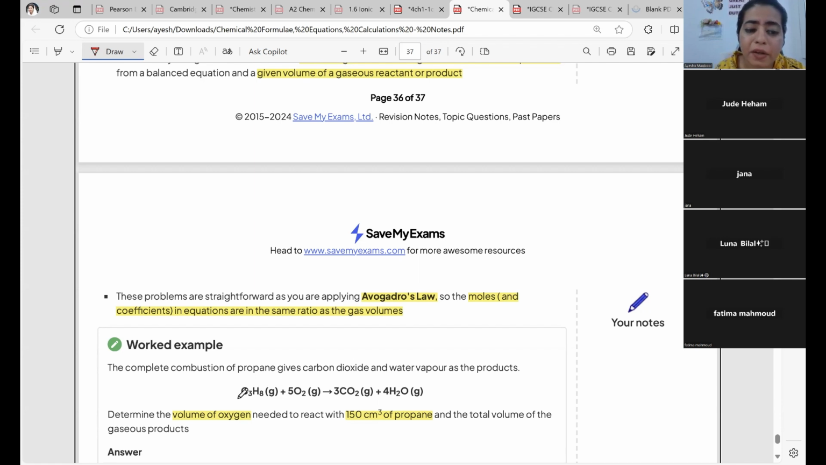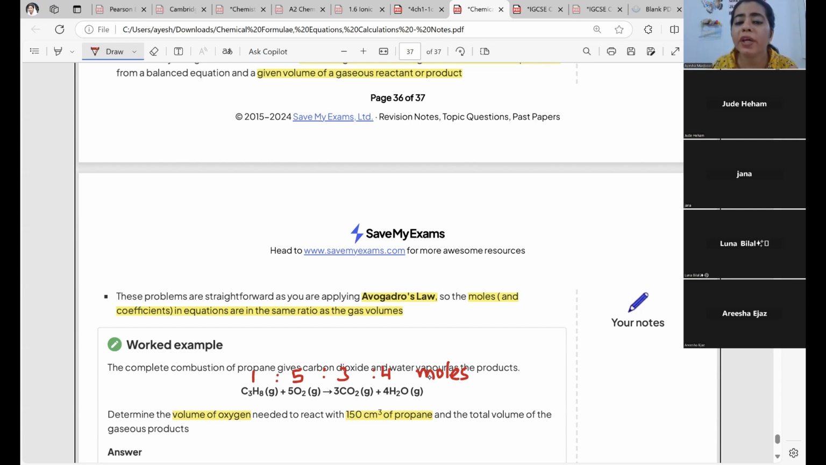For example, here C3H8 is just 1. Oxygen is 5 in this equation. So it's 1:5 according to the moles. Carbon dioxide is 3, water is 4. So we can check the ratio of the whole equation. This is basically the ratio of moles. It is telling us how many moles there are in the balanced equation.